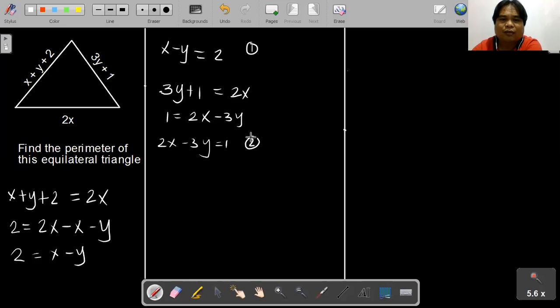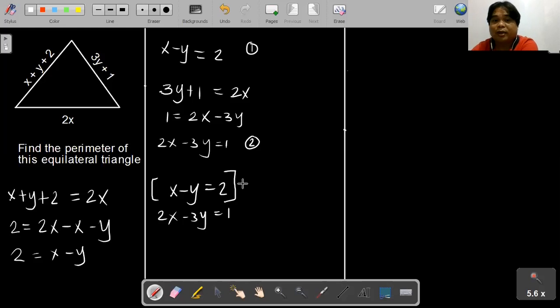So now we already have two equations. Right after that, we will use these two equations to solve for the unknowns, to solve for the values of x or y. So let's combine the two equations. x minus y equals 2, our first equation, and then the second equation is 2x minus 3y equals 1. Okay, what I'm going to do to solve for the variable is I'll do the elimination method. So what I'll do now is I will multiply both sides of the first equation by 2, because in this case I want to eliminate the variable x, so I'll be able to solve for y.